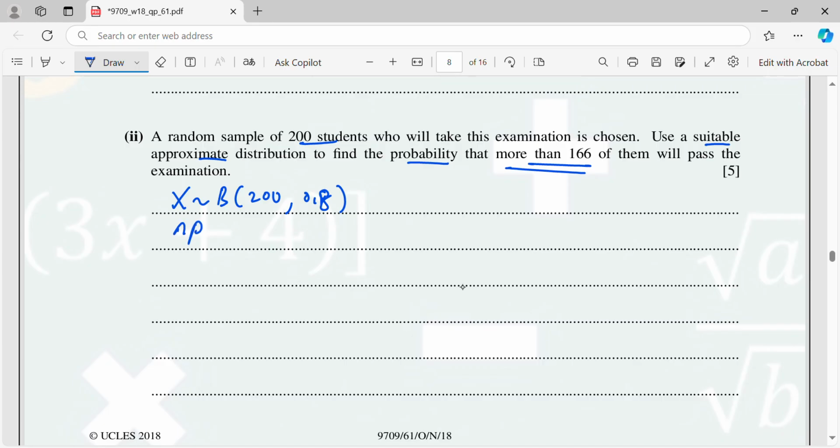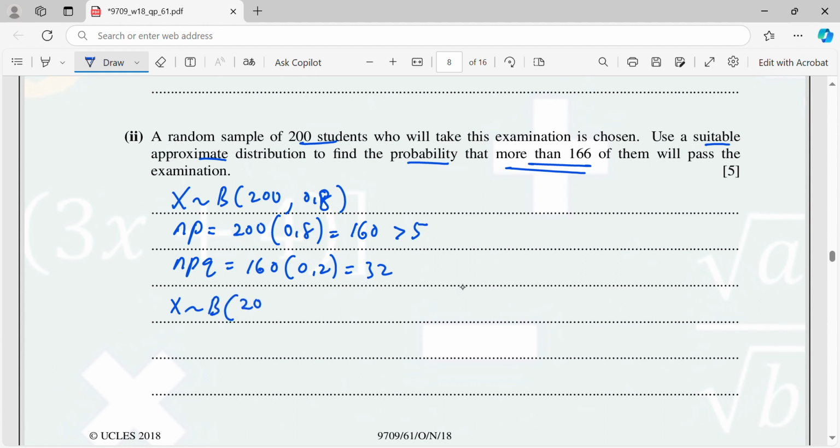So the mean of the binomial is np, that is 200 times 0.8. Then I will get 160, which is greater than 5. And the npq, that is the variance of the binomial distribution, you will be getting 32. So from here, I will say my X is initially binomially distributed with n 200 and p is 0.8. Now it will be approximated to W, normally distributed. The mean is 160, variance is 32.